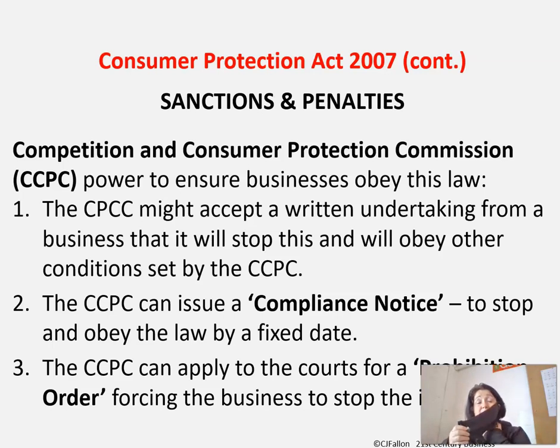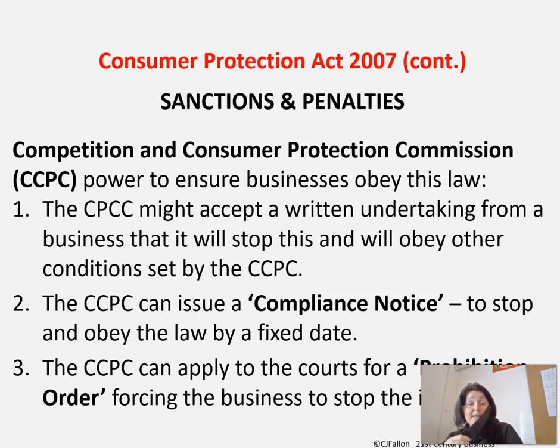Sanctions and penalties. The Consumer Protection Act set up the Competition and Consumer Protection Commission, and it has the following powers. The Competition and Consumer Protection Commission might accept a written undertaking from a business that it will stop and obey other conditions set down if they were engaged in illegal practices. The CCPC can issue a compliance notice to stop and obey the law by a fixed date.